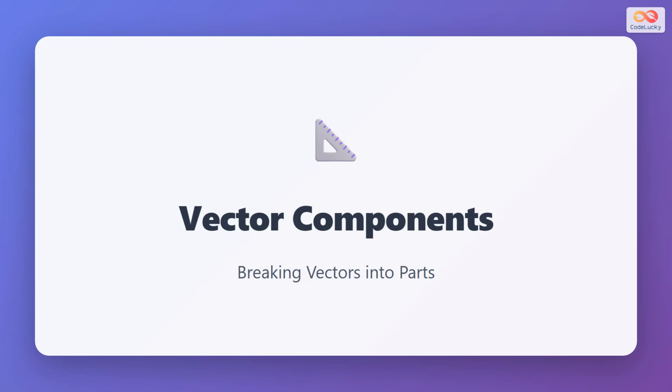Welcome to this lesson on vector components, where we will learn about breaking vectors into parts. Vectors are quantities that have both magnitude and direction, like velocity or force. Sometimes, working with a single diagonal vector can be tricky. That's why we break them down into simpler, perpendicular parts that are easier to work with. This process is fundamental in physics and engineering, helping us understand motion, forces, and many other phenomena.